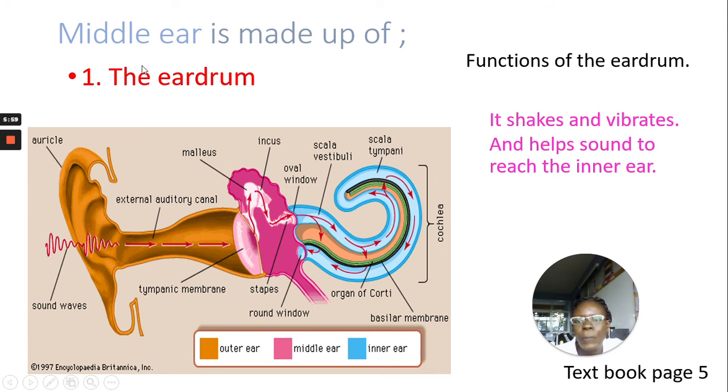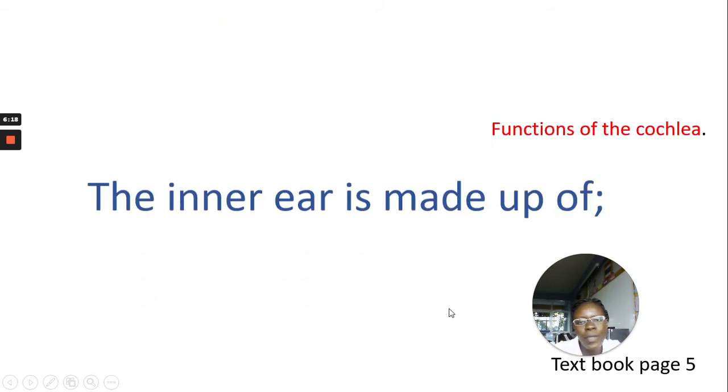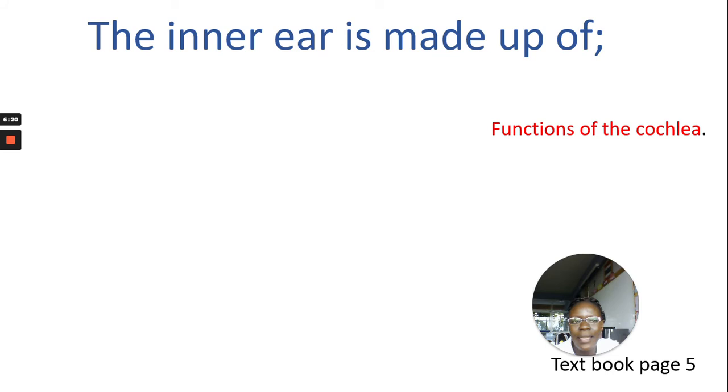Okay, so the middle ear is made up of the eardrum. This is the eardrum, and the function of the eardrum is to shake and vibrate, and this helps sound to reach the inner ear. Okay, next, still on page 5, we have the inner ear, which is made up of the cochlea.